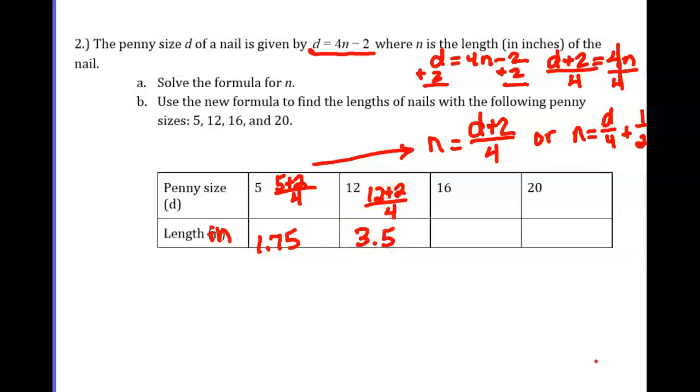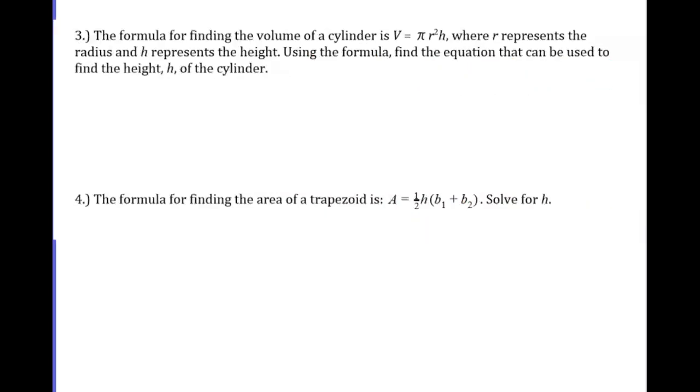Then we're using that same formula to have an input of 16. So we've got 16 plus 2 divided by 4, so we get 4.5. And then 20, we've got 20 plus 2 divided by 4, which would give us 5.5. So that would be 22/4, which is 5.5 inches. All right, let's look at number 3.